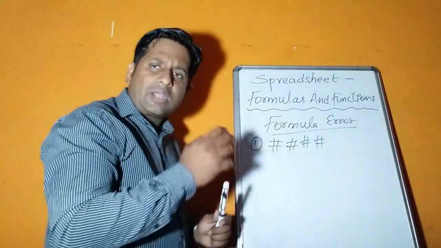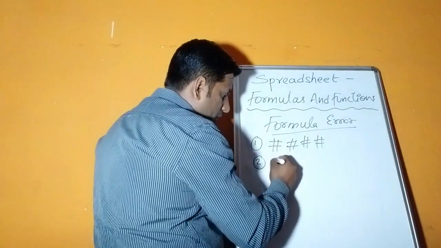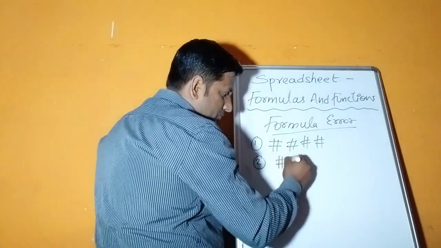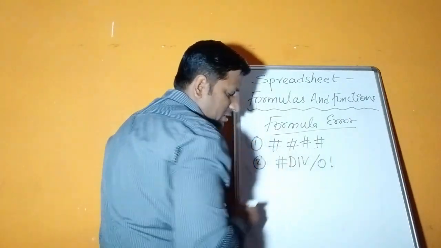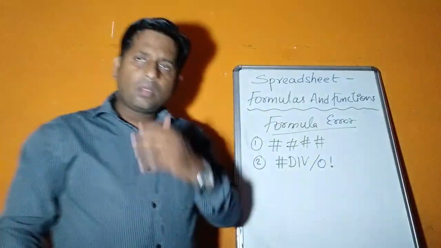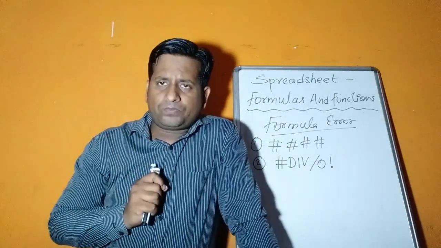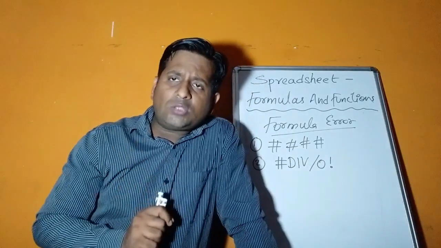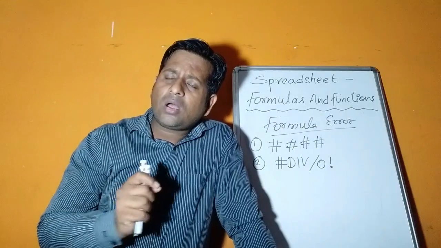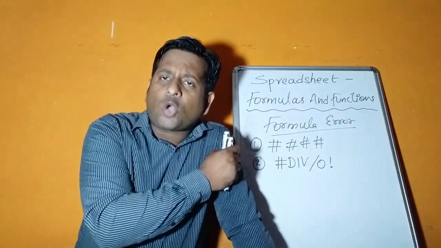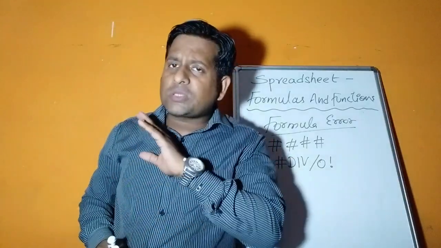Now let us go for type 2: #DIV/0!. Whenever we try to divide any number by 0, we get this type of error. It is an invalid operation. That means we cannot divide a number by 0. That is not possible at all.